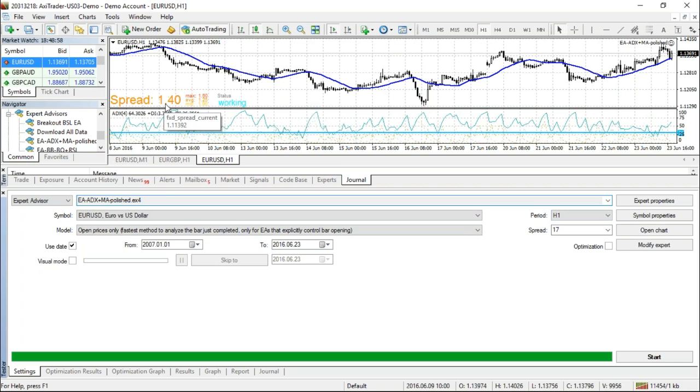Now AxiTrader has 1.3, 1.4. On average, they will be trading 1.0, 1.1. It's quite inexpensive. It's a good broker. They're very strong in Australia.